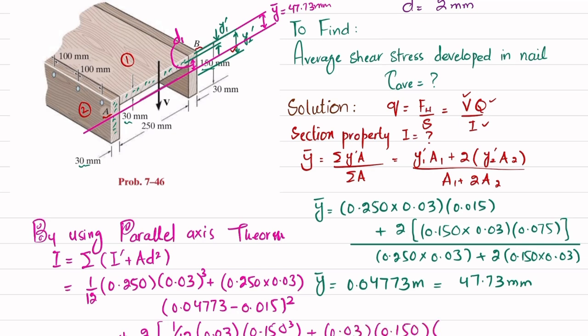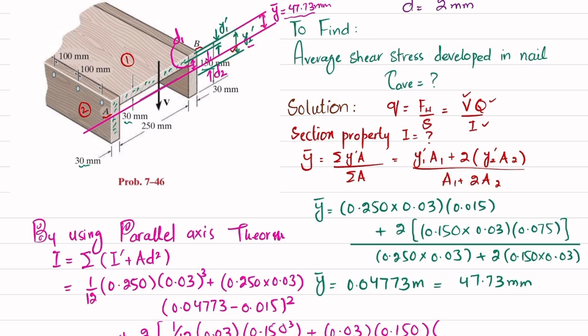So d2 is the distance from the neutral axis to the mid of the second section. This is the mid of the second section, and this is the neutral axis, so this distance is d2. It can be obtained if you subtract y dash from y2. You can see that if you subtract this distance from this distance, clear? So you will be left with this.